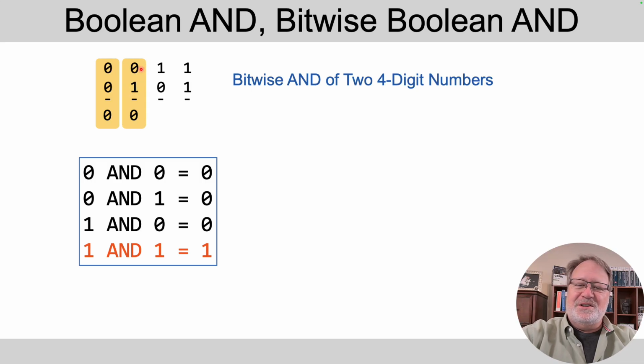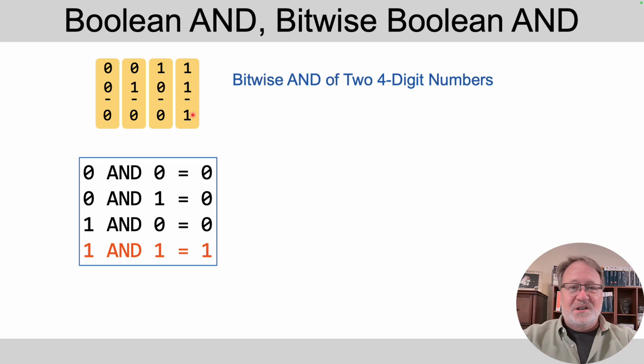Second bit position, 0 and 1 yields a 0. Third bit position, 1 and 0 yields a 0. 1 and 1, of course, that yields a 1, applying that Boolean AND logic. Of course, in this case, I'm going to do that with 32-bit positions because the numbers are 32 bits long.